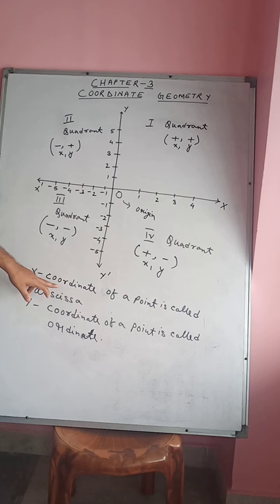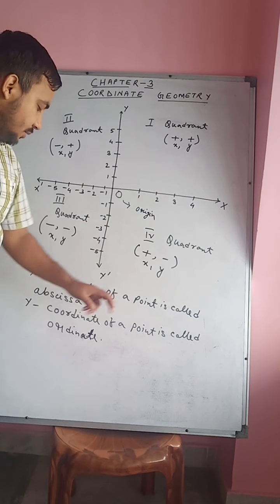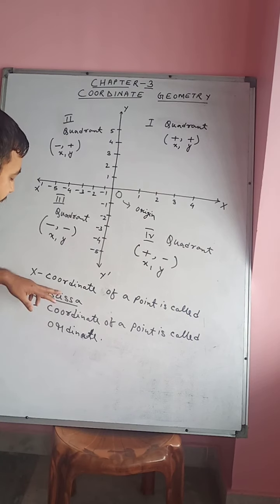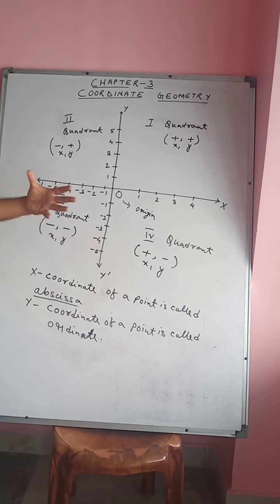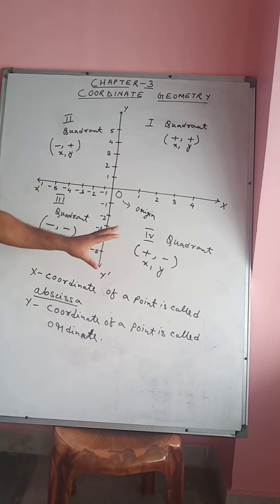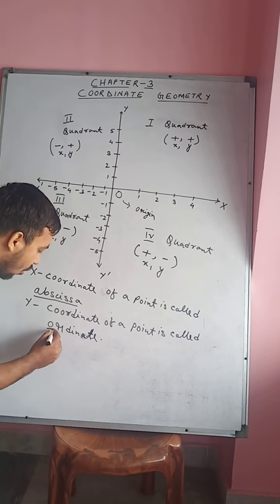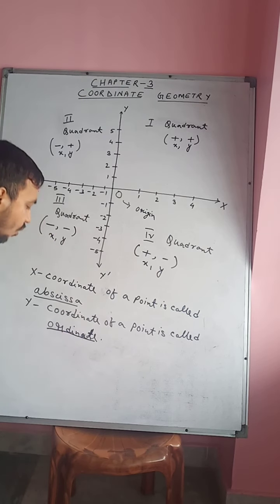Now the x coordinate of a point is called abscissa. We call the x coordinate x-axis also, and we can call it abscissa also. There is another name for the x coordinate. You can call it x-axis, that is correct, but sometimes in the question you get abscissa, what does it mean? Abscissa also means x coordinate. The x coordinate of a point is called abscissa. It lies on the x-axis. And the y coordinate of a point is called ordinate. We call y the ordinate.